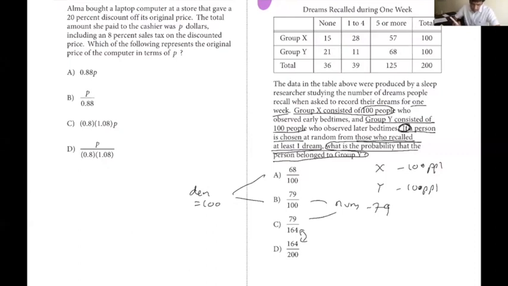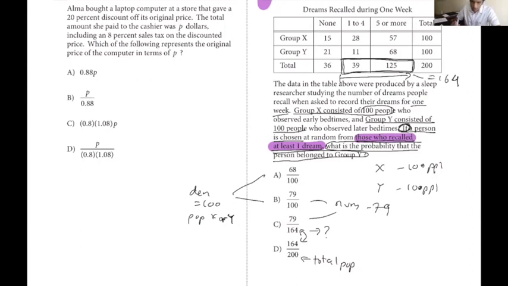That makes sense. I think the other things we can see is this is total population. And this is pop X or Y, right? And this one's interesting. This one's a question mark. So then what do you do? So then I looked at the question again. It said, is chosen randomly from those who recalled at least one dream. So I know that'll be 1 to 4 or 5 or more. So that's essentially total minus none. So basically these two boxes. Sum of those two, which is 164.